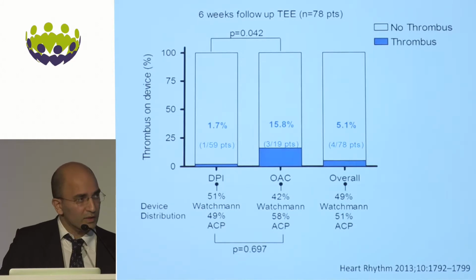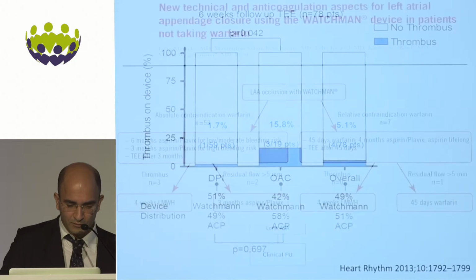Also, the lowest rate of device thrombosis was in the DAPT group, which is strange because it was even lower than in patients with oral anticoagulation. But again, it's very difficult, from this low number of patients and events, to draw a conclusion about the effectiveness of one treatment over the other.